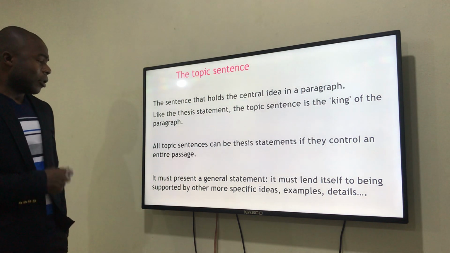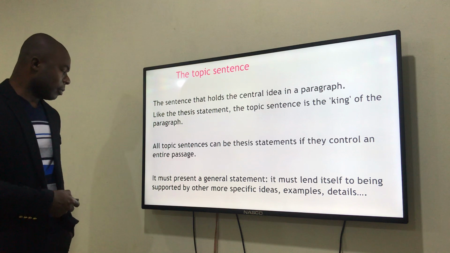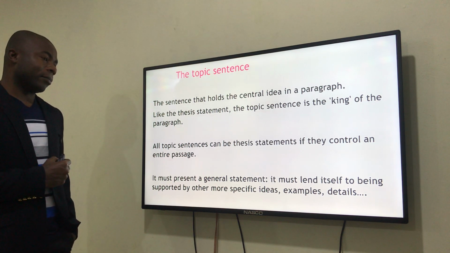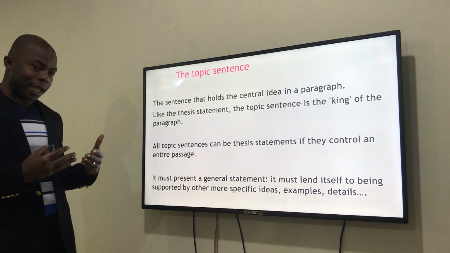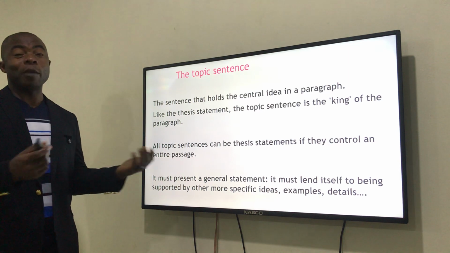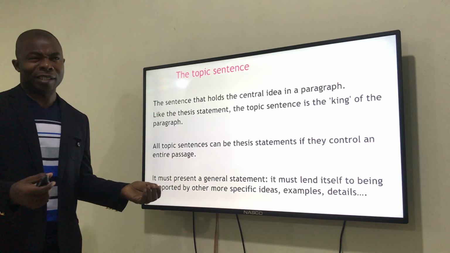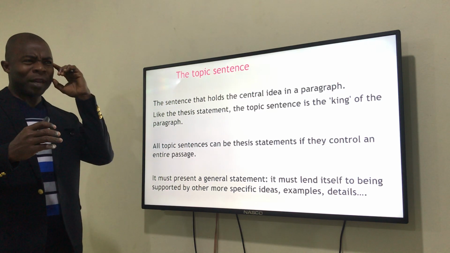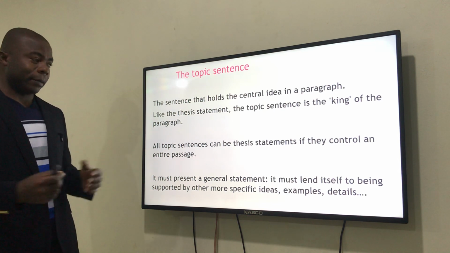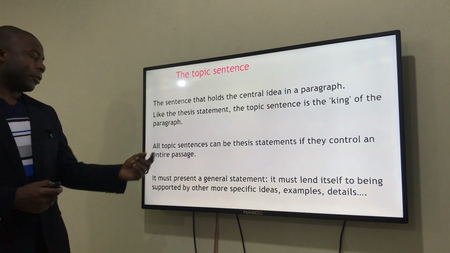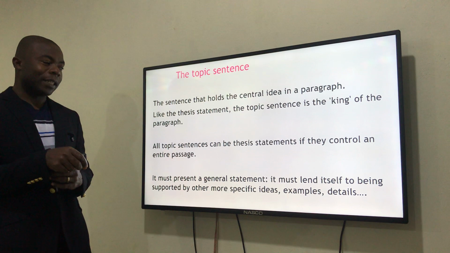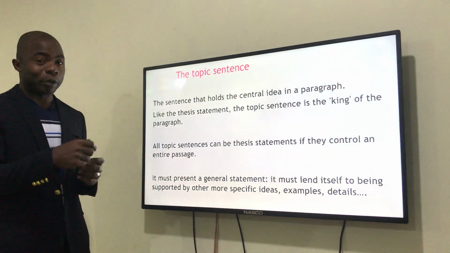Now, what does the topic sentence do? It must present a general statement. A general statement could be, there are many ways to kill a cat. So that statement already gives you an idea. It's going to be about killing the cat. Many ways. It must lend itself to being supported by other more specific ideas, examples, details.